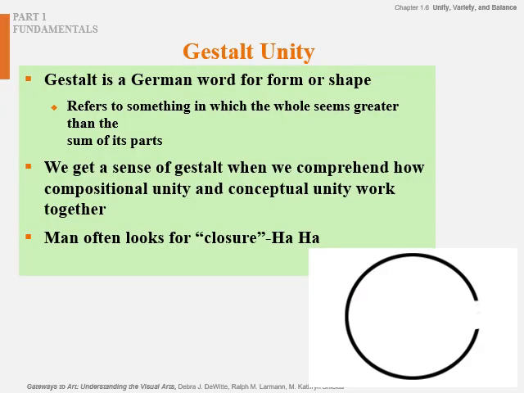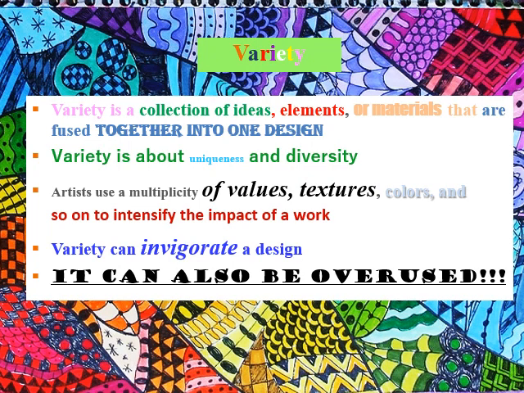Gestalt unity simply means you use compositional and conceptual unity all in one. The idea of closing the entire gap, like we visually want to close that circle. This is really a psychological concept. Variety, as a formal element, adds spice and interest to the work. Be careful, you don't want a cacophony, an explosion that nobody can make sense out of.